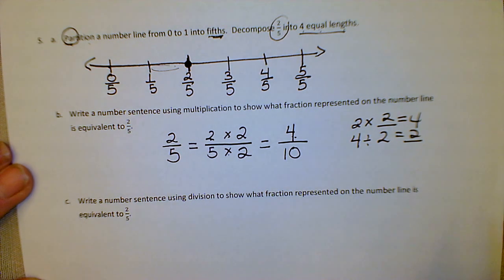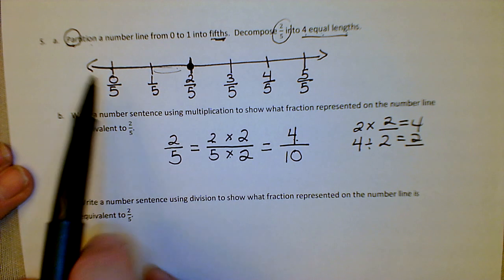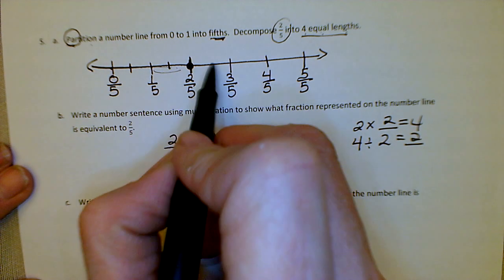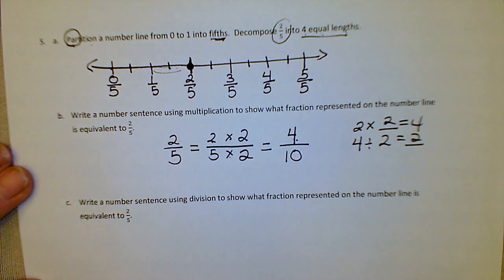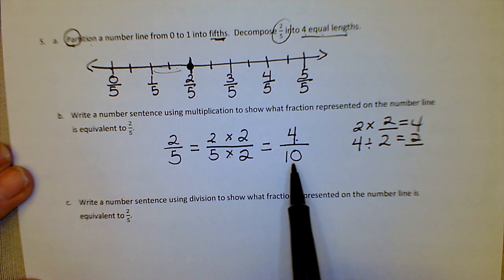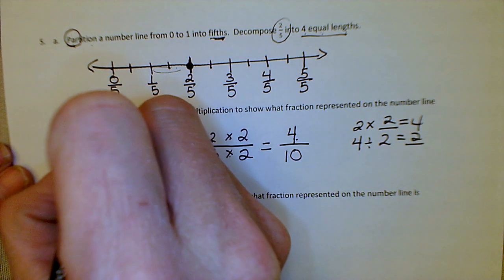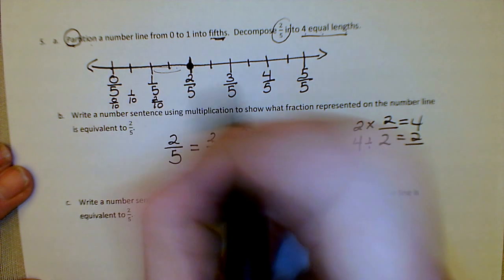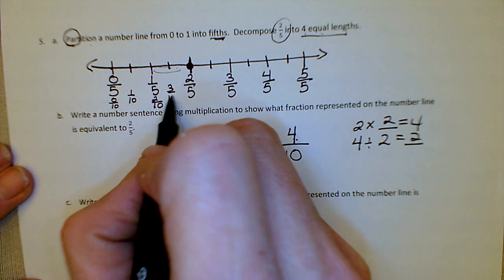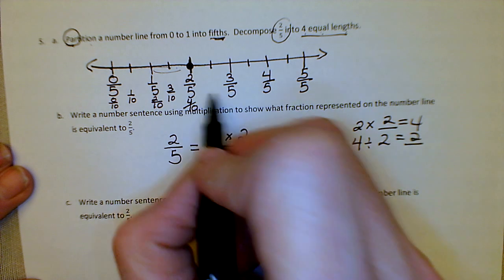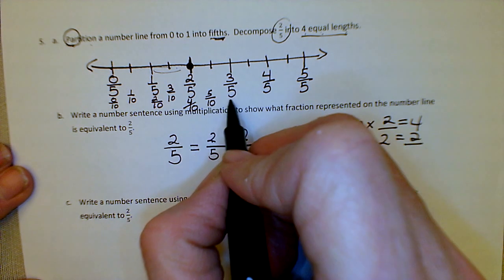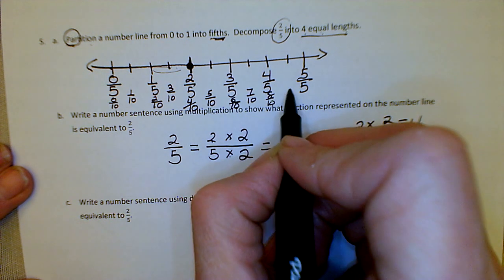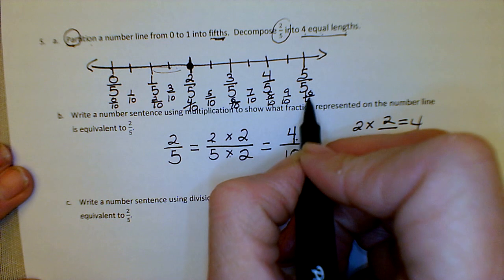So now what I know is that I am going to split or partition each of these into 2 pieces. So let me do that. And now I've created tenths. And I can go ahead and look at that. So here I have 0 tenths. I have 1 tenth. I have 2 tenths. Sorry, they're so small. Here I have 3 tenths. Here I have 4 tenths, 5 tenths, 6 tenths, 7 tenths, 8 tenths, 9 tenths, and 10 tenths.